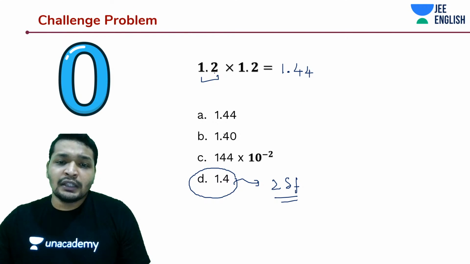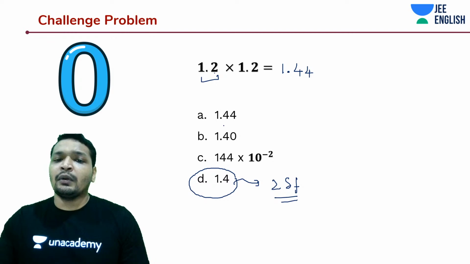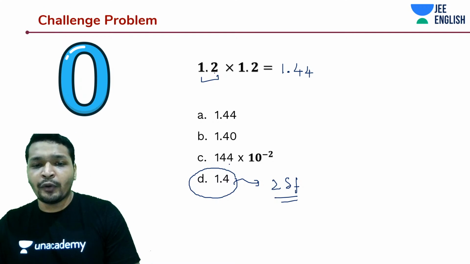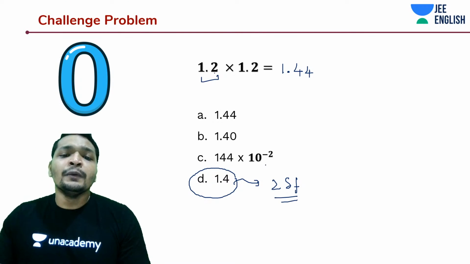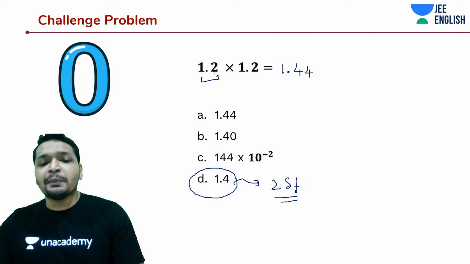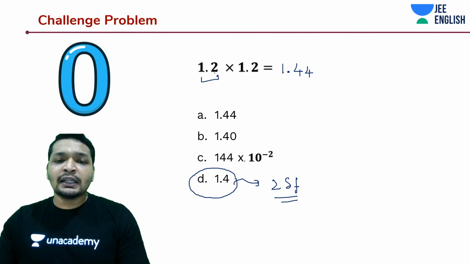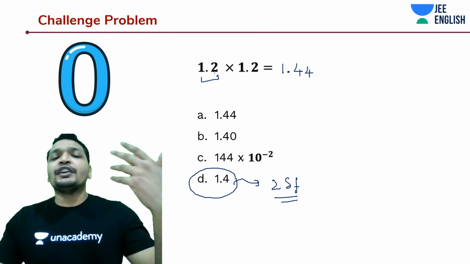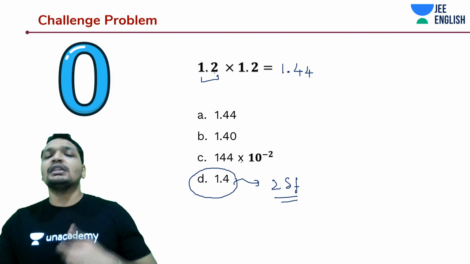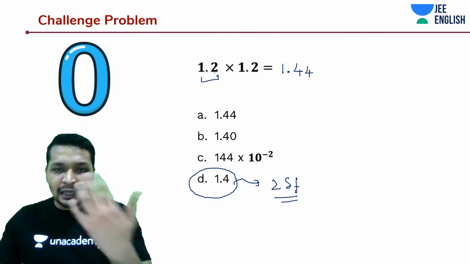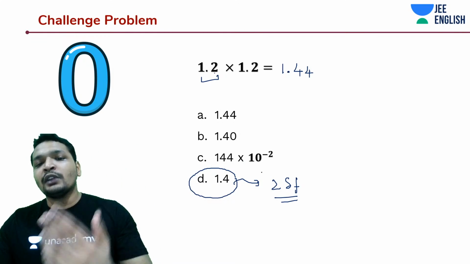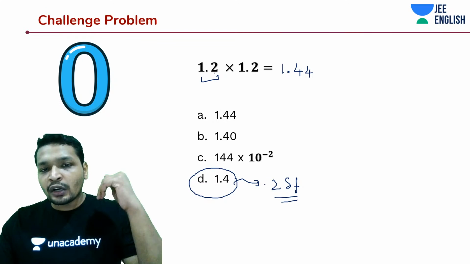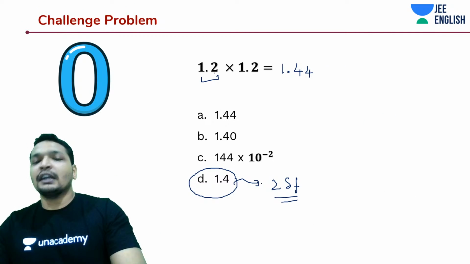So where multiple options are there and they have the same or very similar values, like in this case it could have been 1.44, or 1.40, or 1.44 times 10 to the power minus 2. In that case you need to make sure that you are only thinking about these concepts when you're doing an error analysis, or dealing with questions in units and dimensions where multiple options may be correct but only one option is correct. Then you are going to follow this rounding off and significant figure rule.